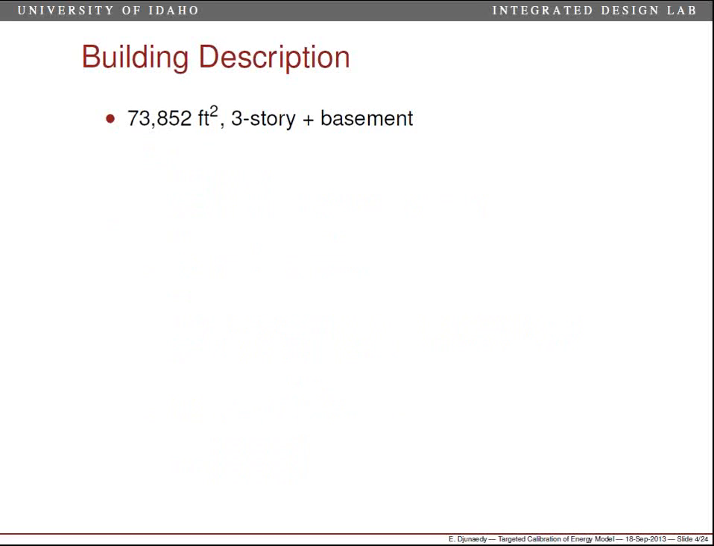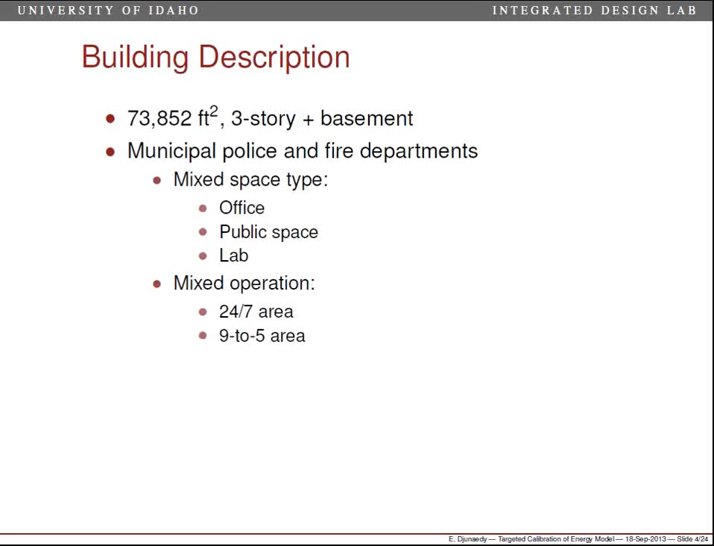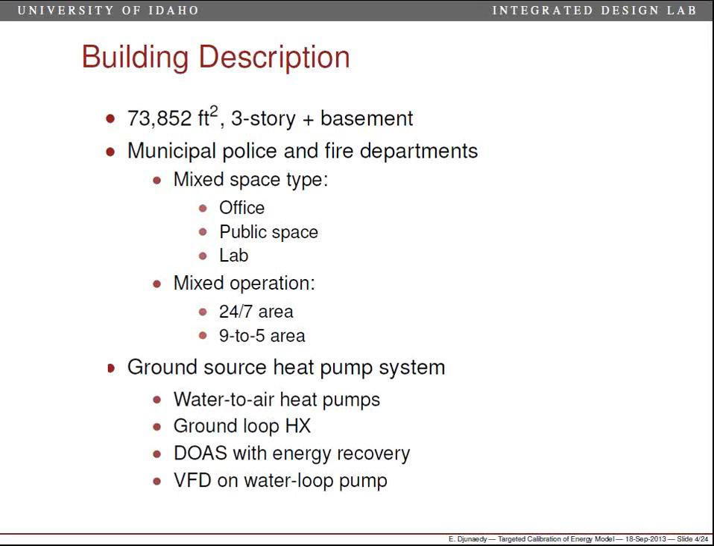Now, the building description. It is a 74,000 square foot, 3-story building with a basement. Municipal police and fire departments, mixed space type. There's office, there's public space, there's lab and whatnot. Of course, mixed operation too. Some of it 24/7, some of it 9 to 5.